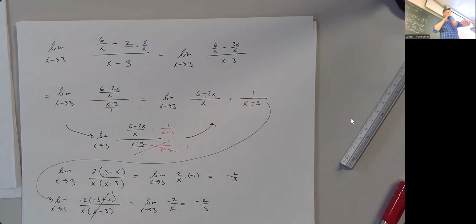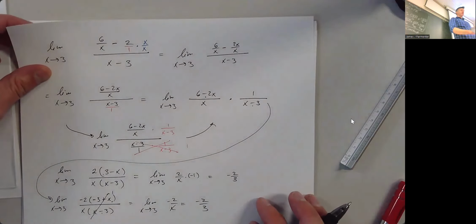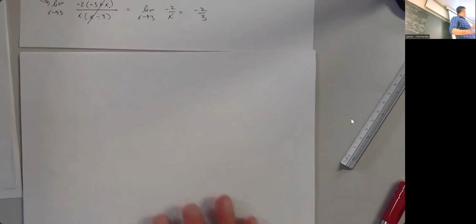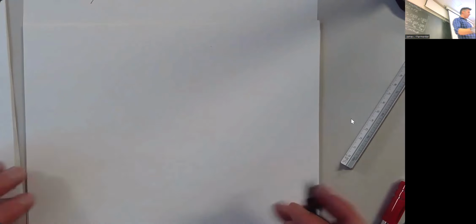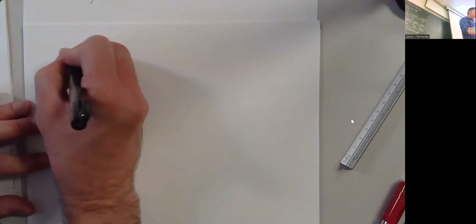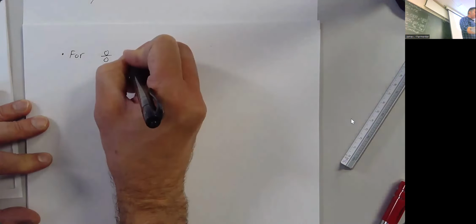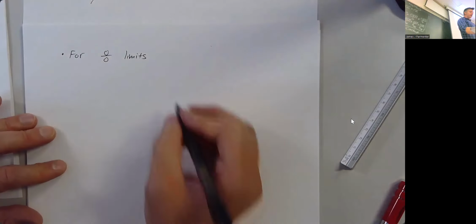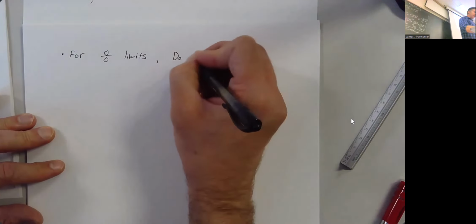So let's sum up our algebraic methods. They're not the only method, but they're kind of the main ones. So for 0 over 0 limits, the first thing you should try is some algebra.